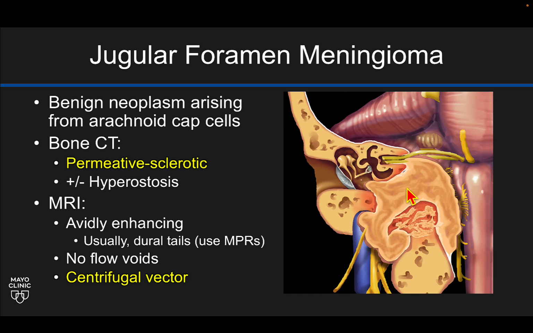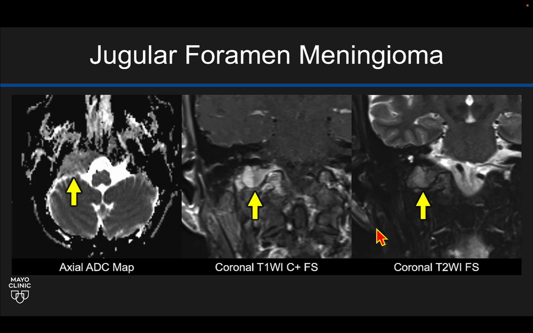So here we can see this jugular foramen meningioma. It's got this permeative sclerotic appearance to the bone, and it's spreading out in all directions. Here's an example of a jugular foramen meningioma on imaging. On our axial ADC map, we can see that it's relatively dark because this is a cellular tumor. On our coronal T1 post-contrast image with fat saturation, we see an avidly enhancing mass.